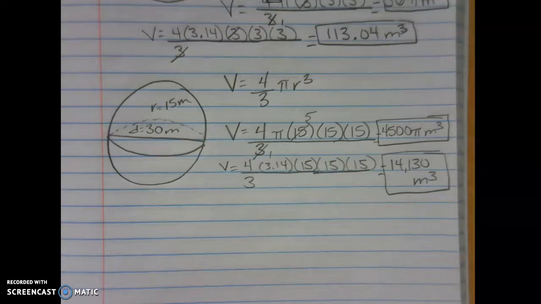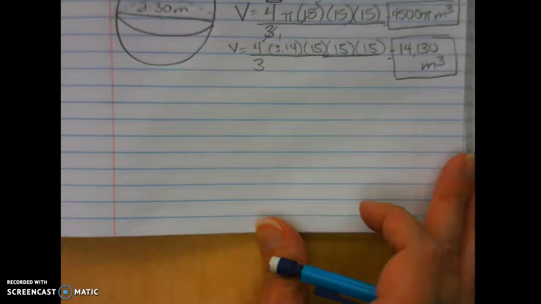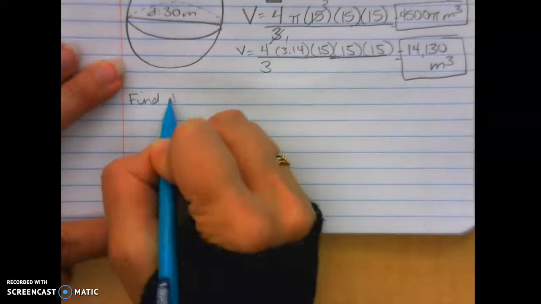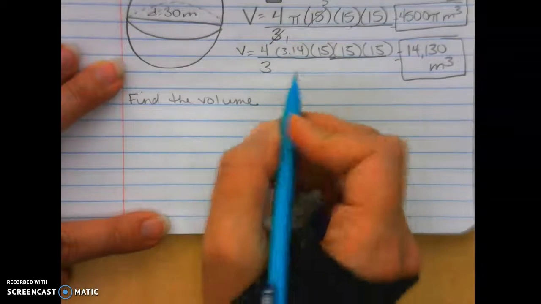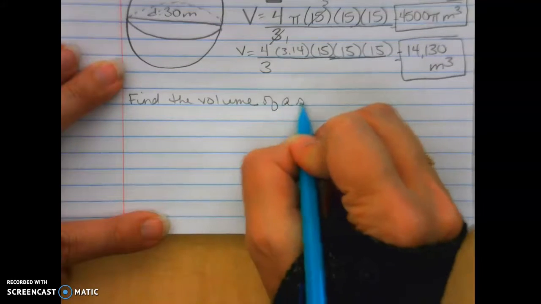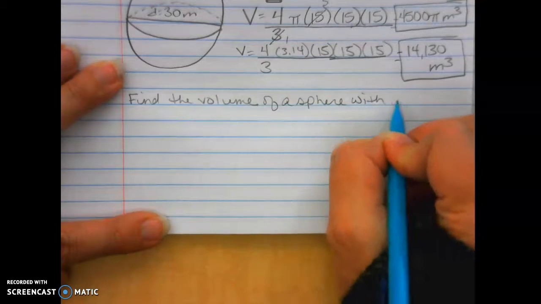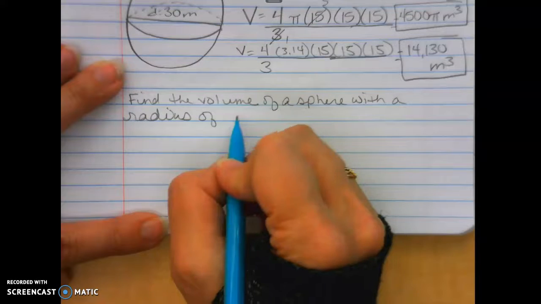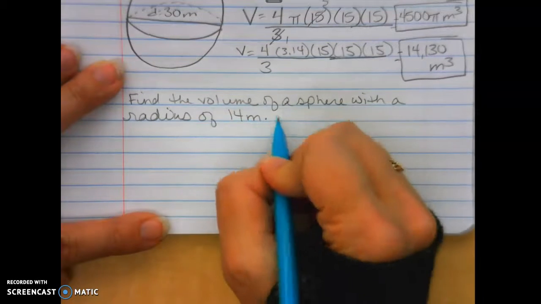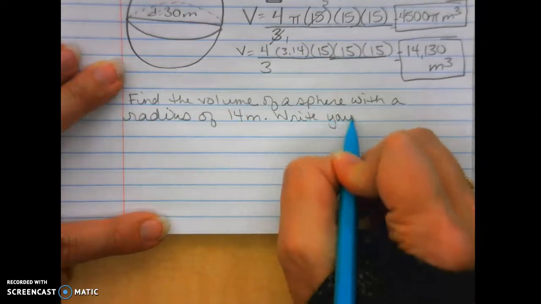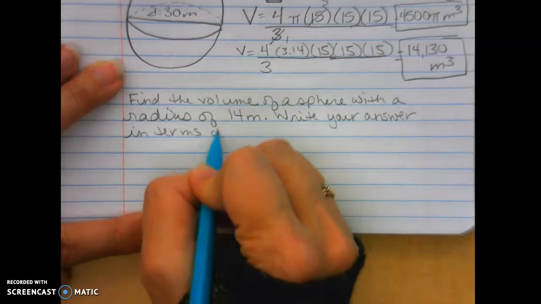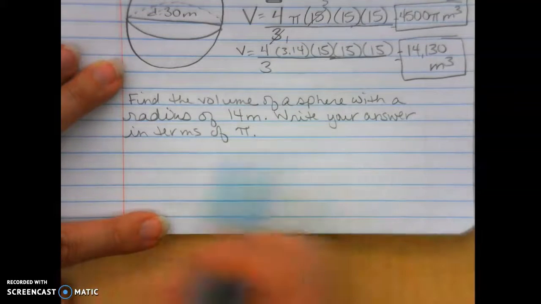I'm going to give you 2 word problems, because sometimes they don't give you a picture, and then you'll be done with your notes. So this first one is going to say, find the volume of a sphere with a radius of 14 meters. Write your answer in terms of pi. Okay, so notice they're giving us the radius here.